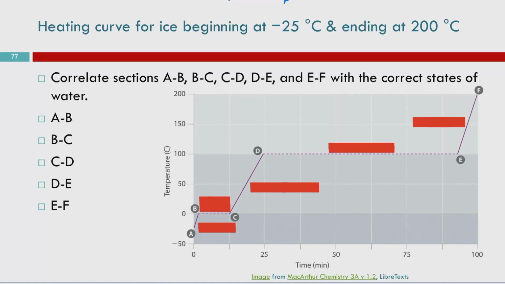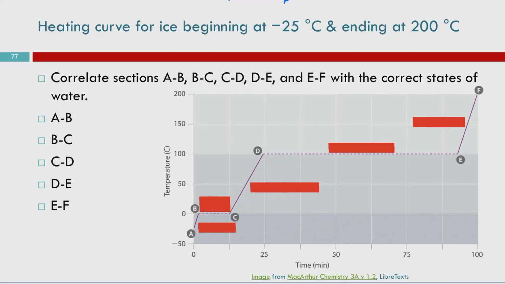On the x-axis, we have time. You can also think of this as heat added. So like we have it in a pot on a burner or in a closed container on a burner on the stove. And over time, the temperature goes up. The temperature is on the y-axis in degrees Celsius.